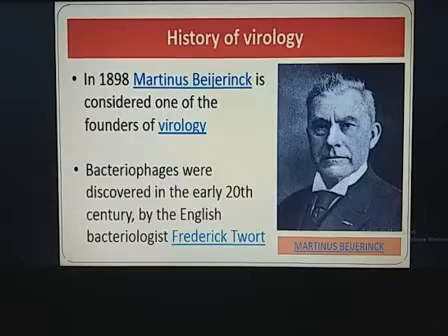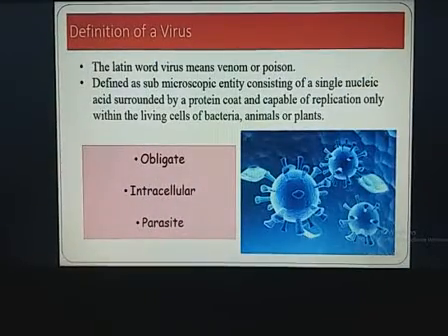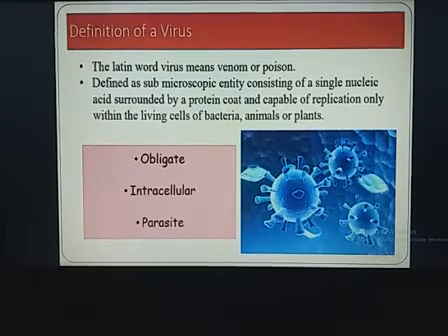Now, what is actually a virus? The word virus comes from a Latin word which means venom or poison. It can be defined as a submicroscopic entity consisting of a single nucleic acid, either RNA or DNA, surrounded by a protein coat known as the capsid, and capable of replication only within the living cells of bacteria, animals or plants.